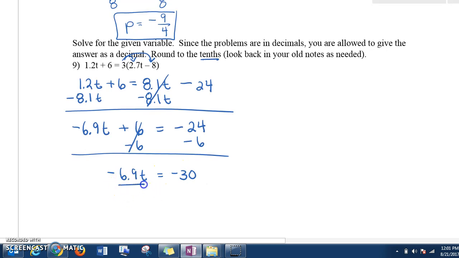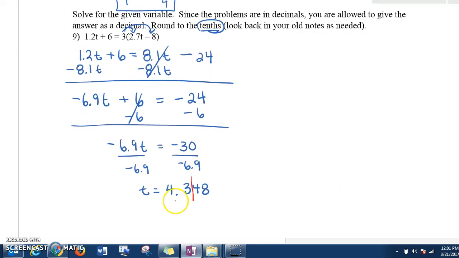And then last but not least, we're going to divide both sides by negative 6.9. And since we've been working with decimals, we're going to leave the answer as a decimal. Negative 30 divided by negative 6.9 results in 4.348. But if we wanted it in the tenths place, I'm going to draw a line to the tenths. So it's 10, which has 1 zero, so I know it's one number after the decimal. And then I look at this 4. 4 means keep the number the same. So t equals 4.3 is our final answer.